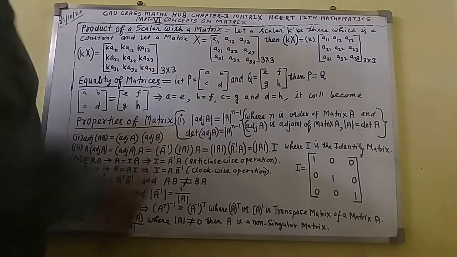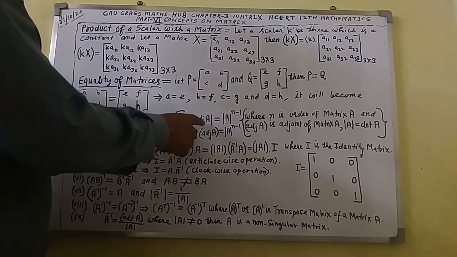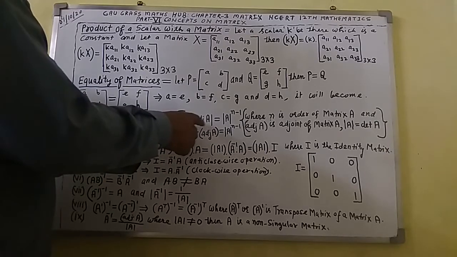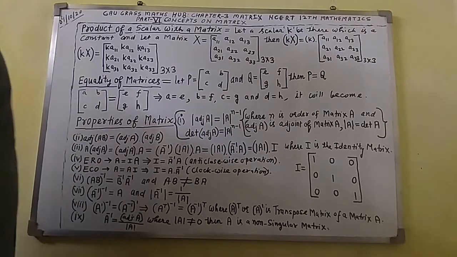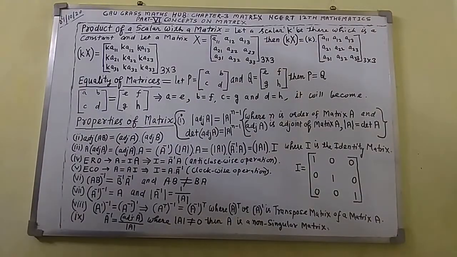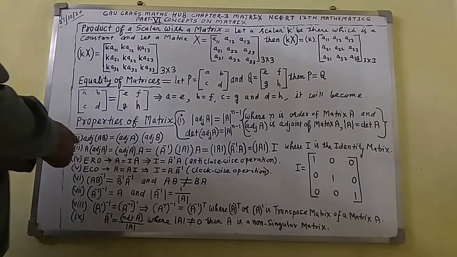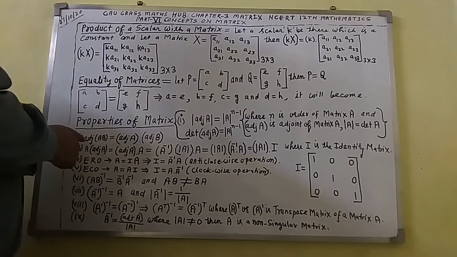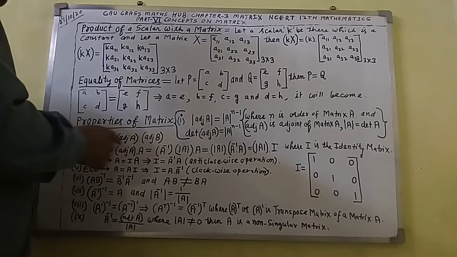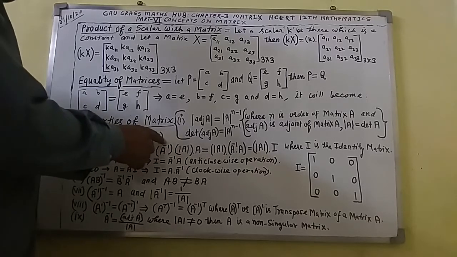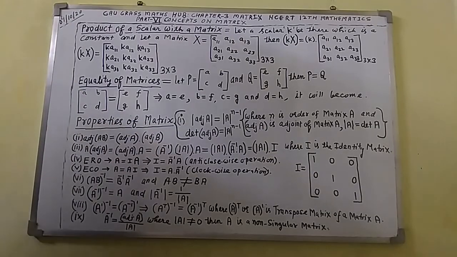This one is det A. ADJ means adjoint of matrix A. This is det. Now next, number 2, adjoint of matrix AB equal to, separating the things here, adjoint of matrix B into adjoint of matrix A, it will become.